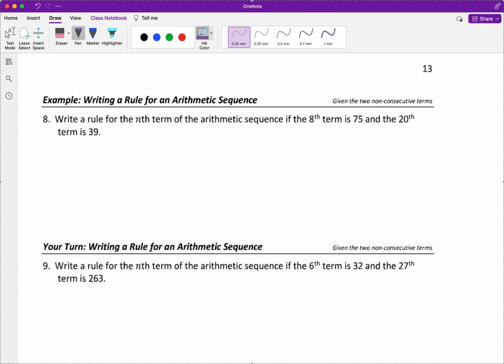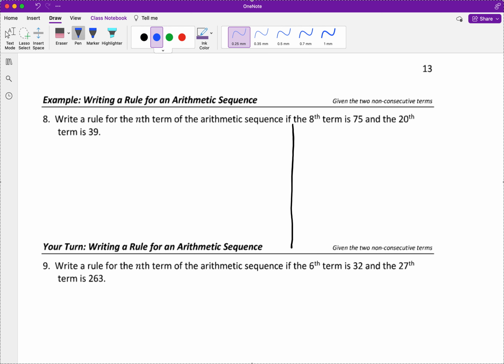All right, here's where we get our first way that we're going to be able to do this two different ways. And you're going to get to pick which way you like better. So I'm going to put a little divider right around here, and hope that I don't need much more space than that. But this time they're asking us to write the rule for the arithmetic sequence, and they tell us that the 8th term is 75 and that the 20th term is 39. Okay, so this time we have no idea what the letter D is, we have no idea what A1 is, but we need both of those in order to write the rule.